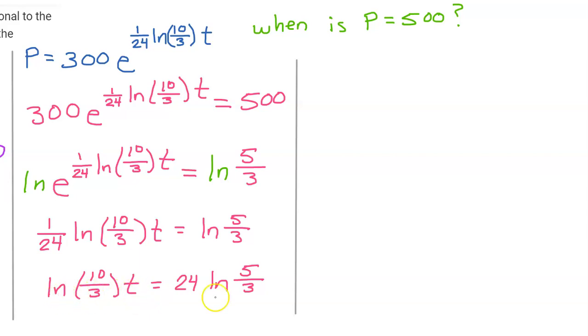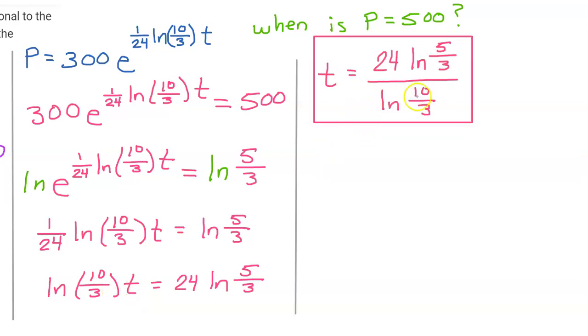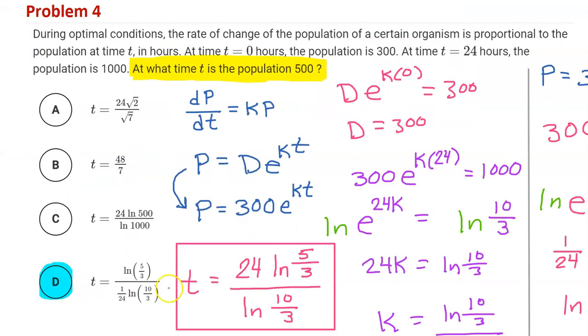Now let's divide both sides by natural log 10 over 3 to get t by itself. Let's compare this ugly expression for t to the multiple choice options to see if we get a match. Dividing by 1 over 24 is the same as multiplying by 24, so the answer is D.